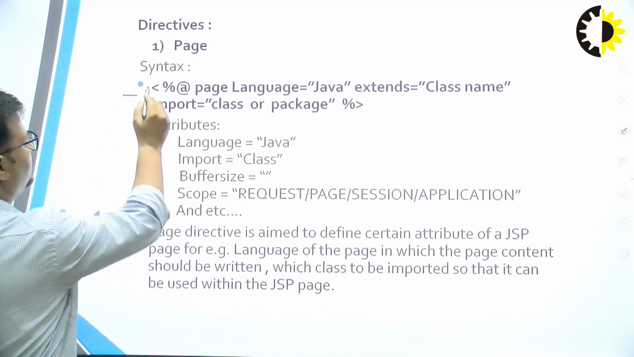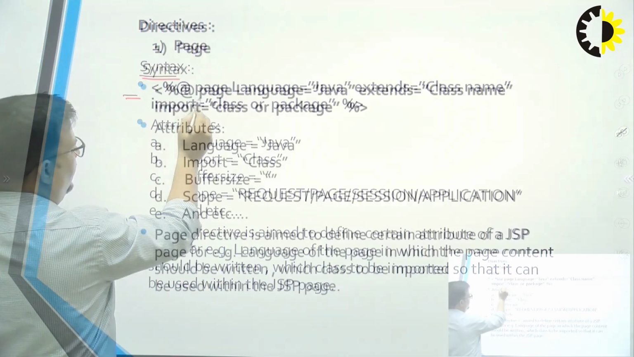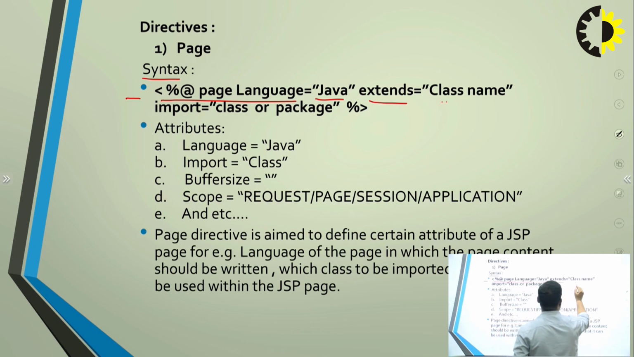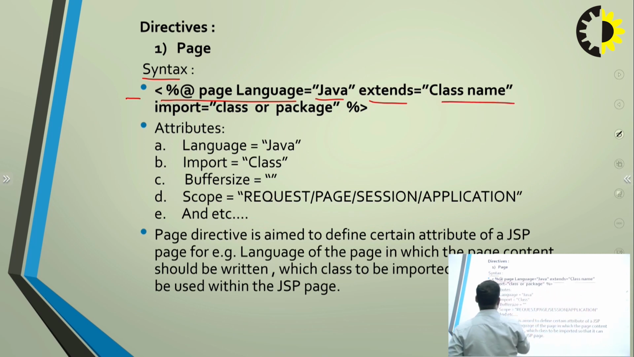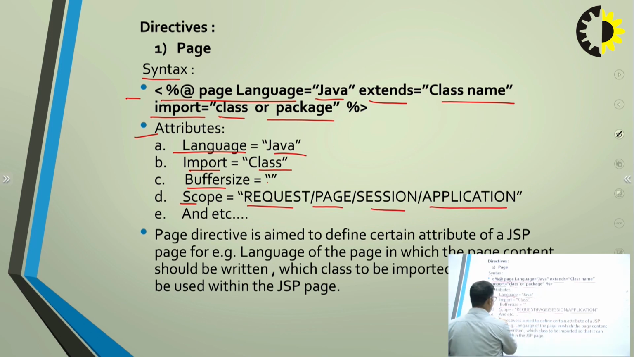This is the syntax: <%@ page language="java" extends="class name" import="..." %>. Here we import a class or a package. Now we will discuss the attributes: language, Java, import class, and buffer size. Then scope, where the request may be page, session, or application.